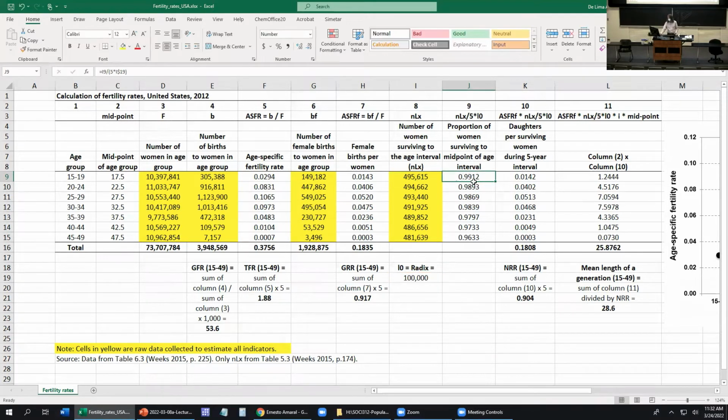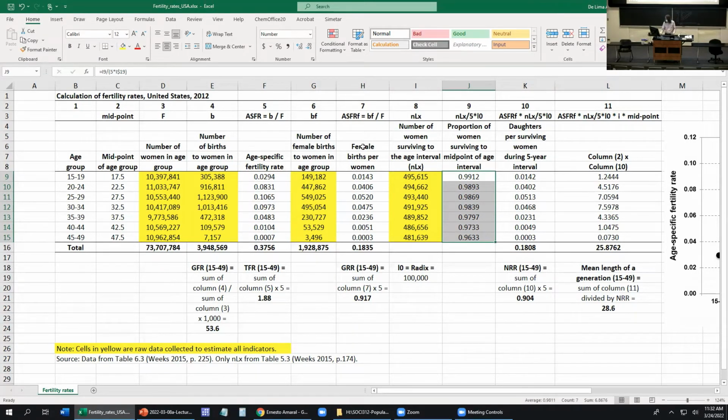So we're just saying that 99% of women will survive to the midpoint of this age group. 98% of women will survive until the midpoint of the age group. What's the midpoint? This is the midpoint of each one of the age groups: 22, 27, 32.5, 37.5, and so on. You see that this proportion of women surviving to the midpoint of that age group declines as the women get older, because older women have higher chances of dying within this age group of 15 to 49, right?